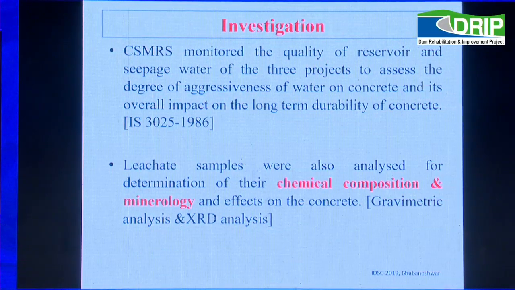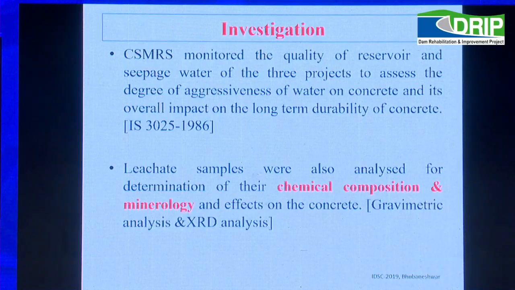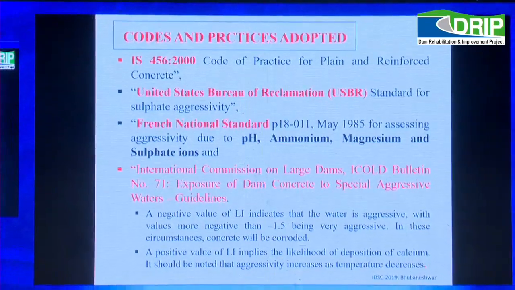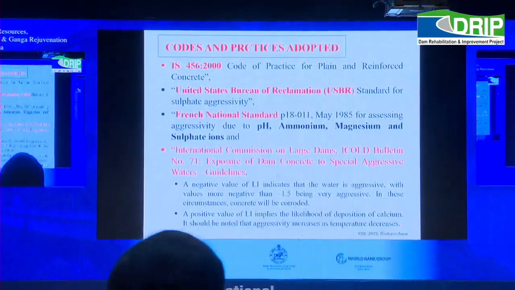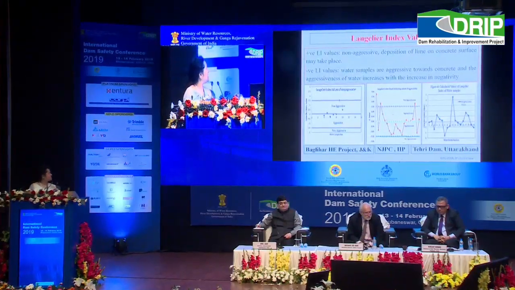So we examined the water quality by standard procedure methods, and we analyzed the leachate materials by chemical methods as well as by XRD methods. We followed many codes and practices for the characterization of water samples, because one simple test cannot define the aggressivity of water. These are some results of the Langelier index value, which we calculated from our data. We found that the majority of the samples for all the three projects fall under the very aggressive category.